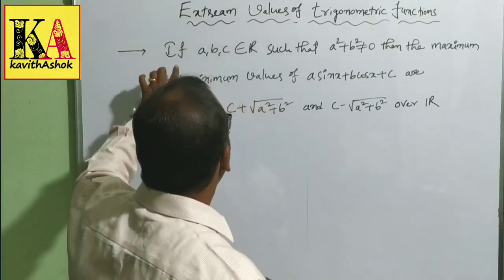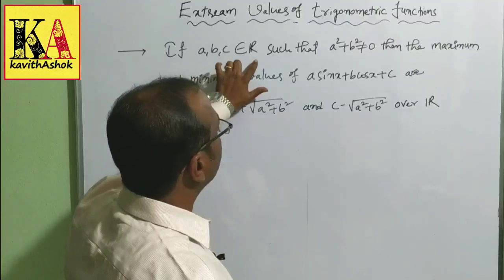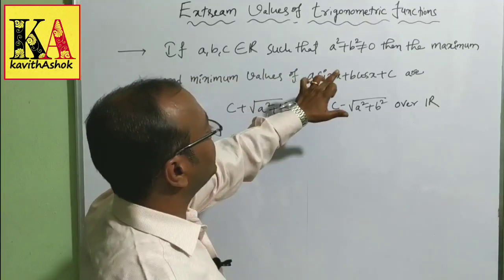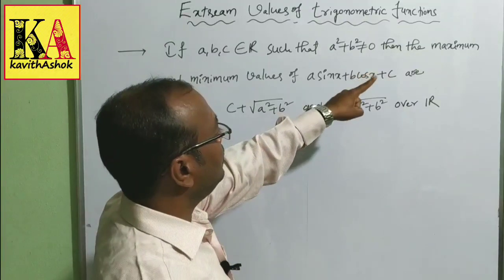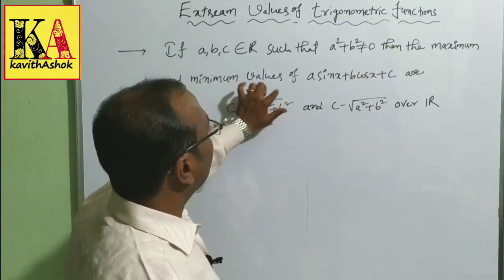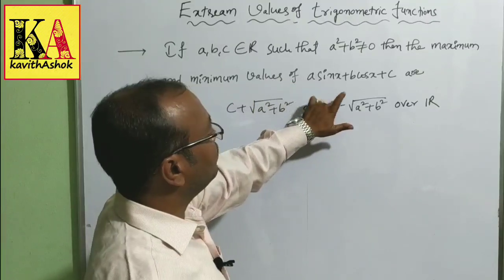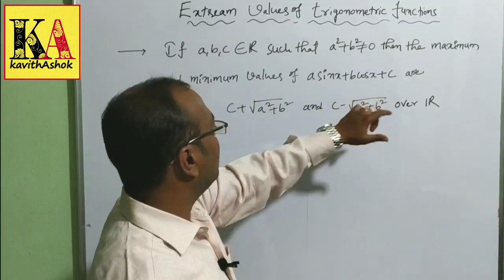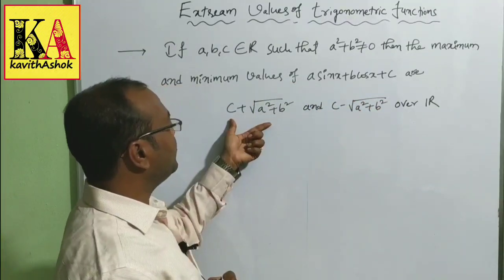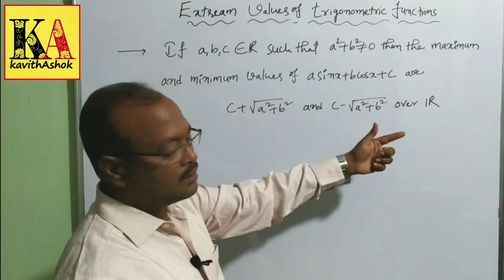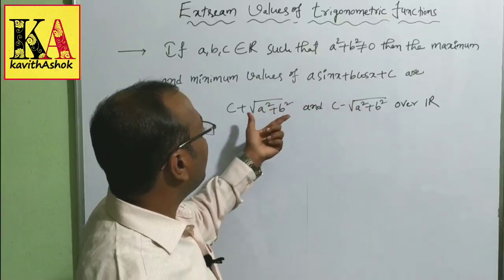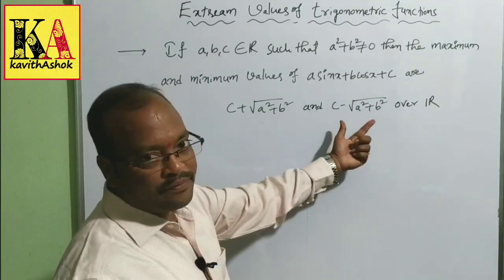Look at here now. If a, b, c belong to R such that a square plus b square is not equal to 0, then the maximum and minimum values of a sin x plus b cos x plus c are c plus under root of a square plus b square and c minus under root of a square plus b square over R. So for this function, the maximum value is this one and the minimum value is this one.